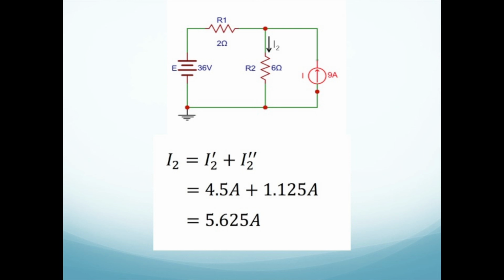In conclusion, the current through an element can be found by finding the sum of the current over the element due to the voltage source plus the current over the element due to the current source.